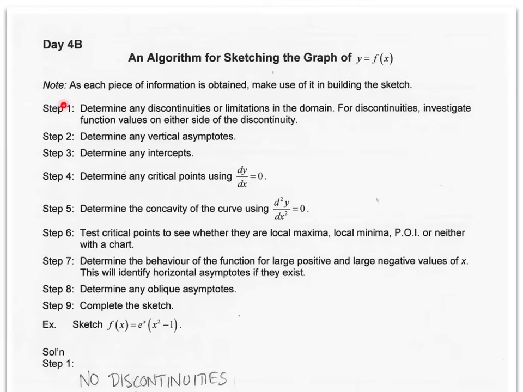So that's step 1. Step 2, determine any vertical asymptotes. We did that in grade 12 last semester. Step 3, determine any intercepts. You want x and y intercepts. Then you do the first derivative test, the second derivative test. Then in step 6, test critical points to see whether they are local maxima or local minima, or whether it's a point of inflection or neither, with the chart. Then determine the behavior of the function for large positive and large negative values of x. This will identify horizontal asymptotes if they exist. Then determine any oblique asymptotes, and then complete the sketch.